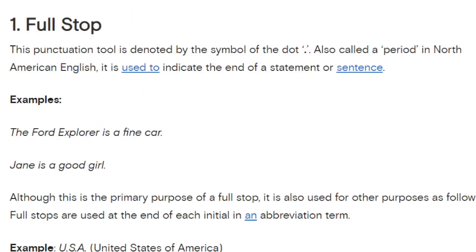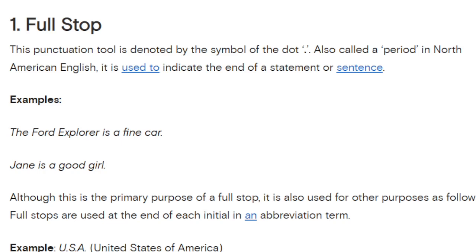First one is full stop. This punctuation tool is denoted by the symbol of a dot, also called period in North American English. It is used to indicate the end of a statement or sentence.